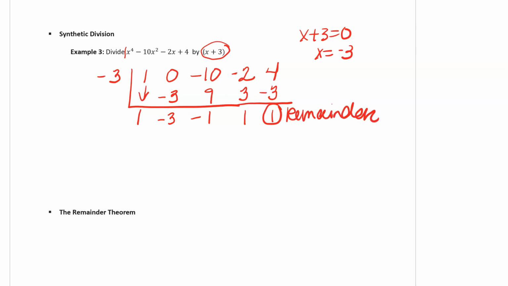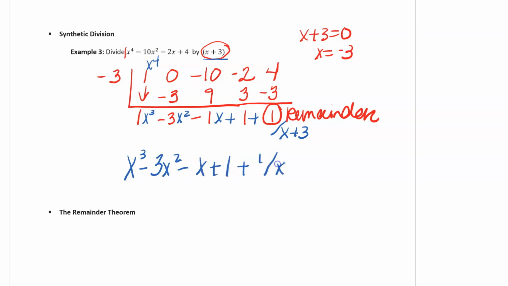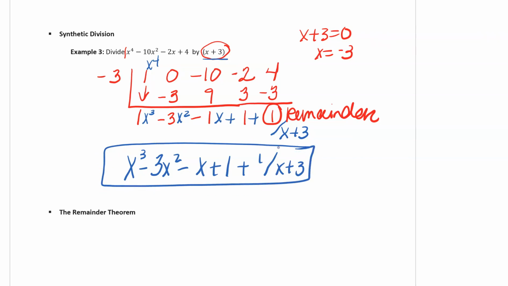Again, that went really quickly. We started out as an x to the 4th. We're dividing by that singular term, so it just reduces it by 1. So this would be x cubed, x squared, x, constant, and then your remainder. And so my final answer would be x cubed minus 3x squared minus x plus 1 over x plus 3. And so you can see synthetic division definitely goes a lot quicker for us, and you're going to see us using that synthetic quite a bit.